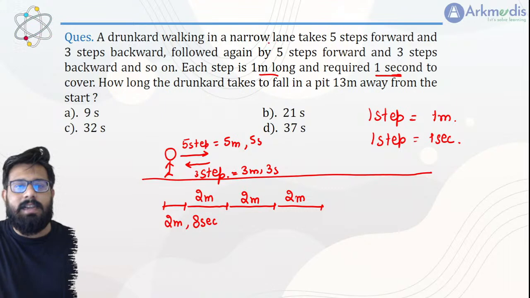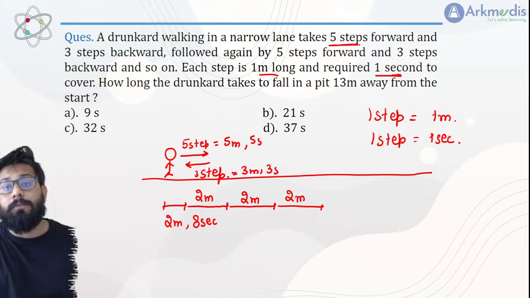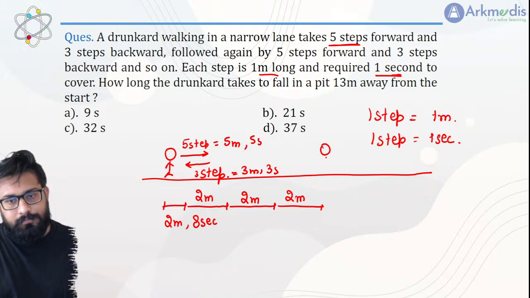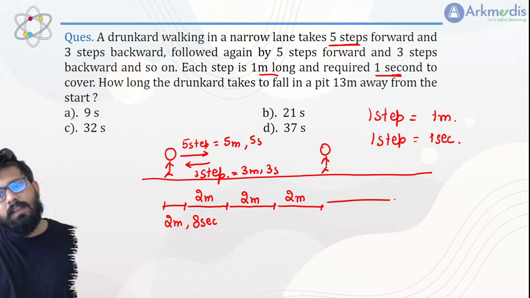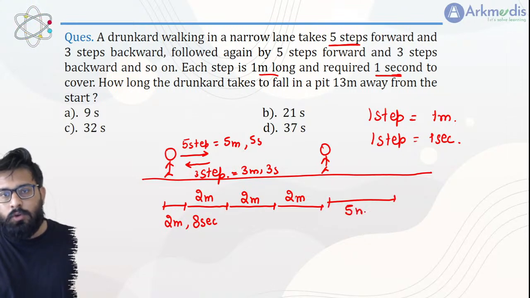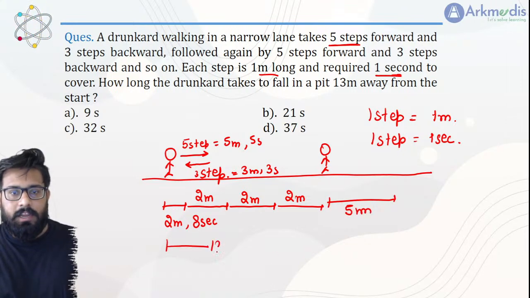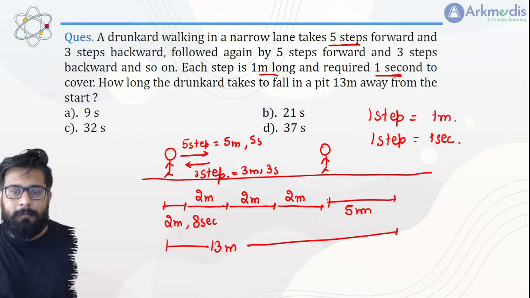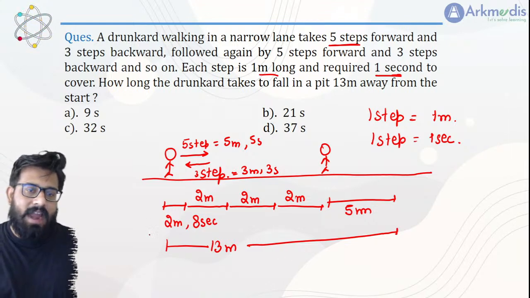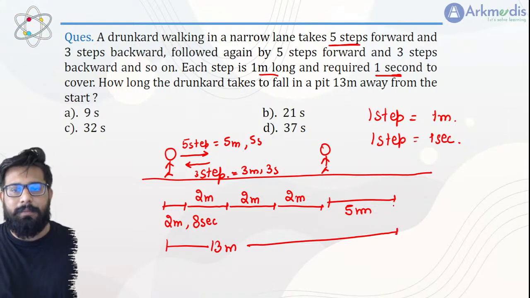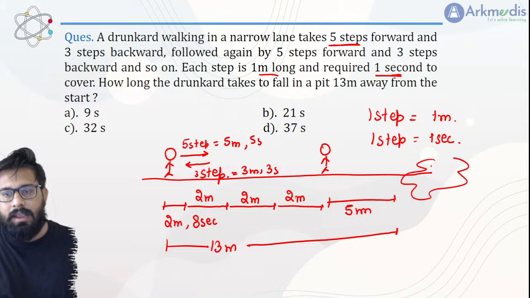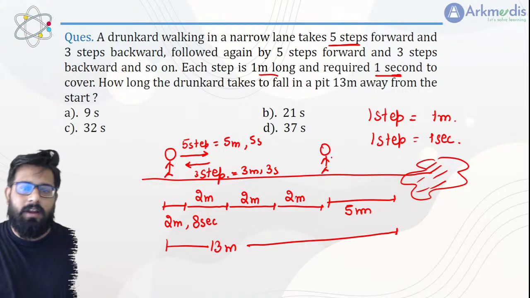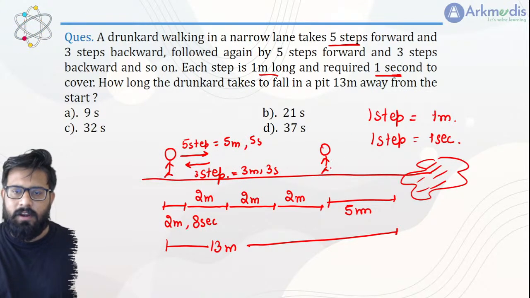Now it is said that the drunkard first moved 5 steps forward. If the drunkard moves 5 steps forward, that means he is covering 5 meters, and in that case he is covering overall 13 meters, and he will fall into the pit. He is not able to come back now. This drunkard will fall into the pit.